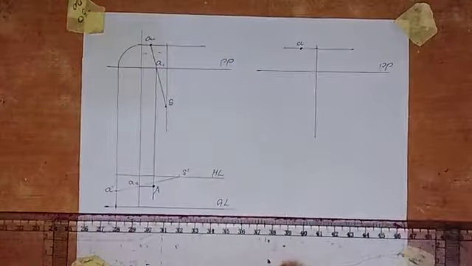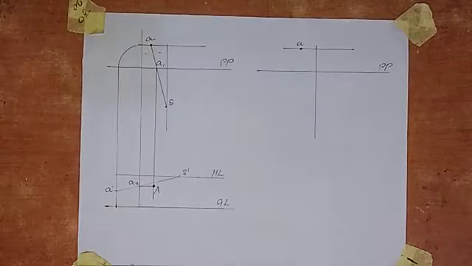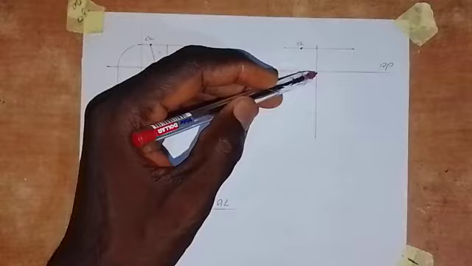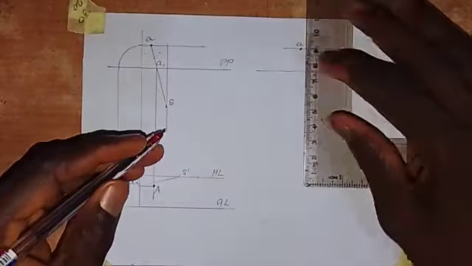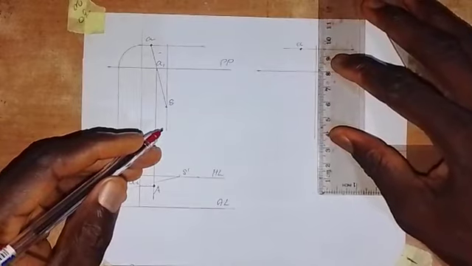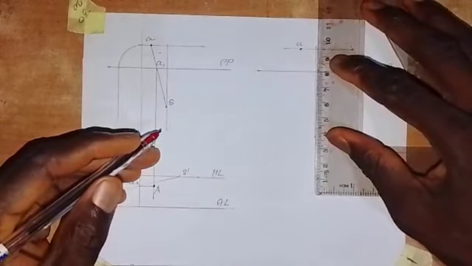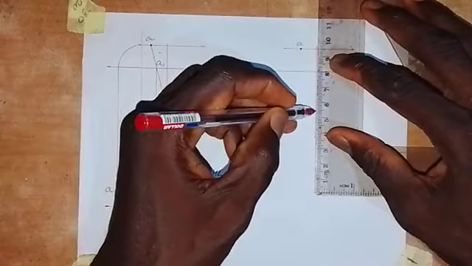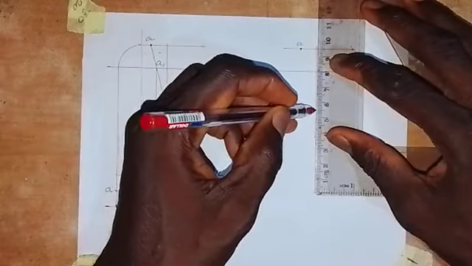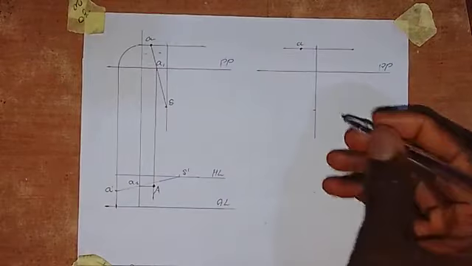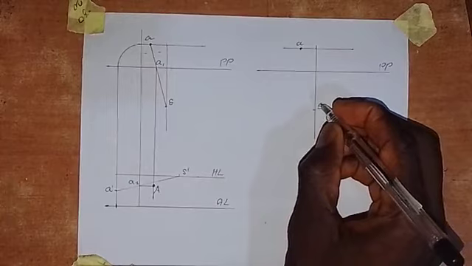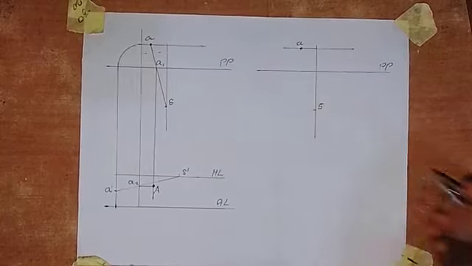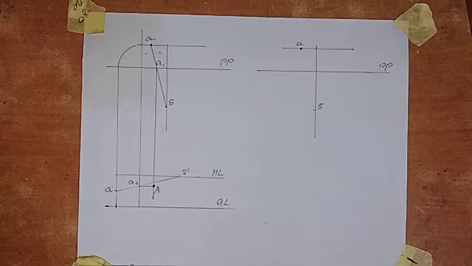To now locate the station point, we are told that the station point is 25 millimeters in front of the picture plane. So from this point on this line, I will take a measurement of 25 millimeters down. So this is 25 millimeters here. Here I have the station point, 25 millimeters in front of the picture plane.